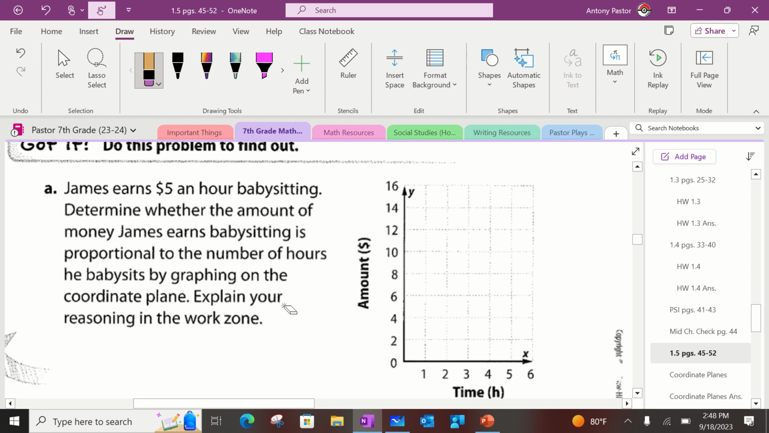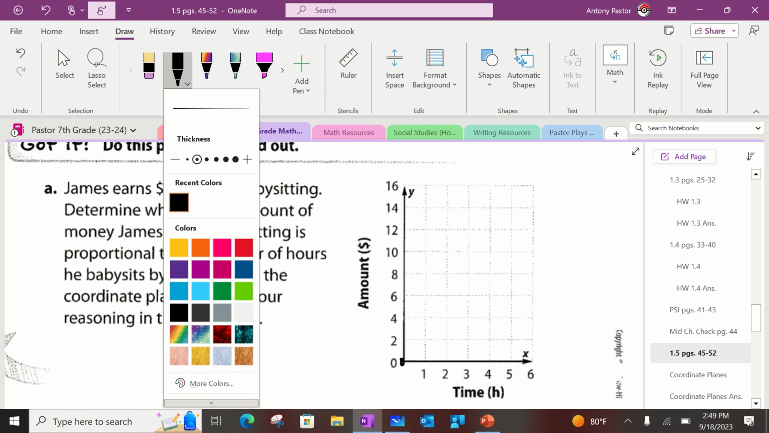He earns $5 an hour babysitting. There is no base pay. There is no bonus for certain hours. So every hour he works, he will earn $5. So we start at 0, 0 because if he doesn't work, he doesn't get paid. So 0 hours spent means $0 made.